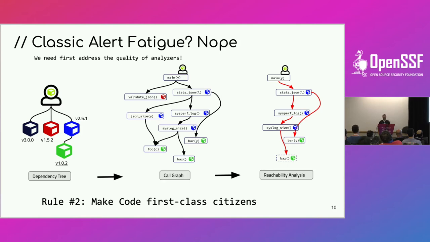Because as developers, we work more on the source code than on the manifest information. That's what I want to highlight here: these two different representations give very different information and actionability.